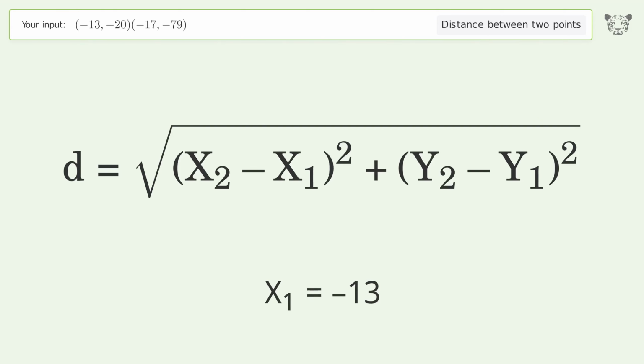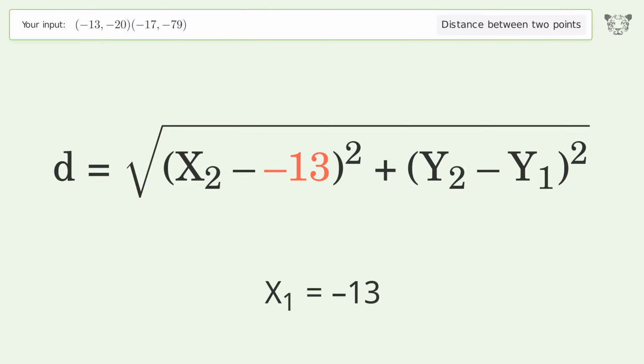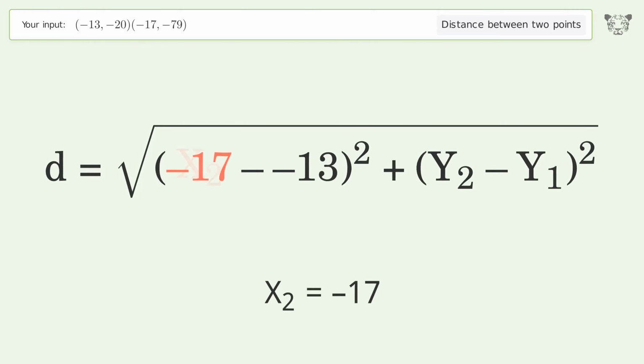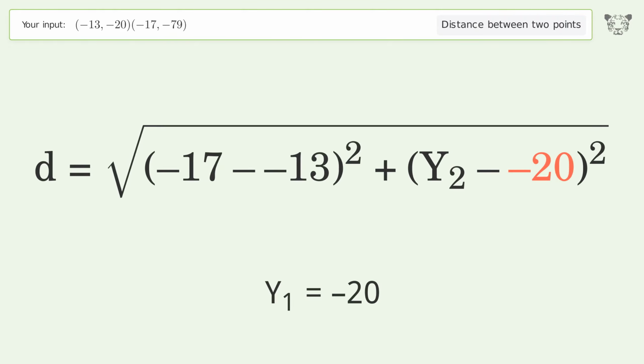x1 equals -13. x2 equals -17. y1 equals -20. y2 equals -79.